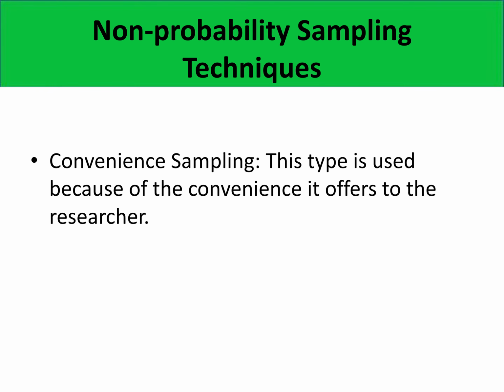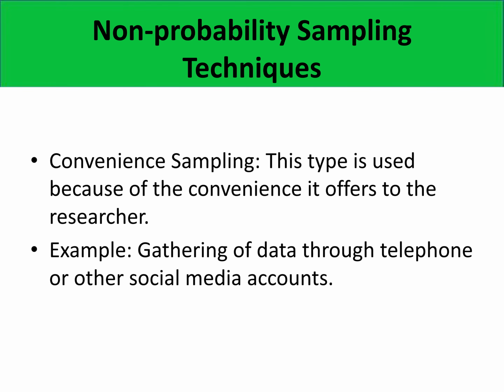For non-probability sampling techniques, we have convenience sampling. This is used to cater for the convenience of the researcher. For example, gathering of data through telephone or through Google Forms are considered convenience sampling.